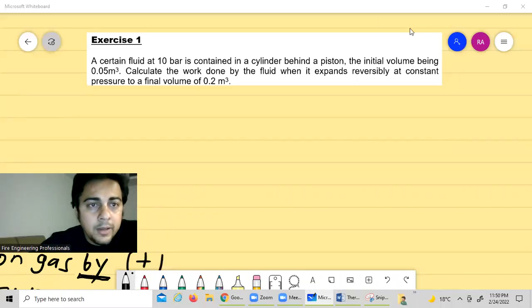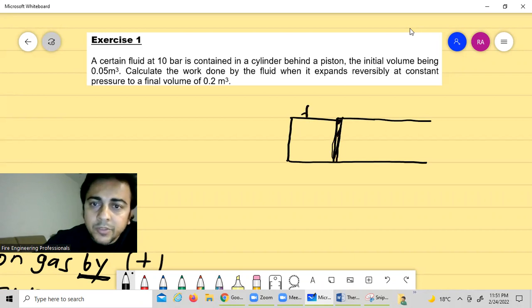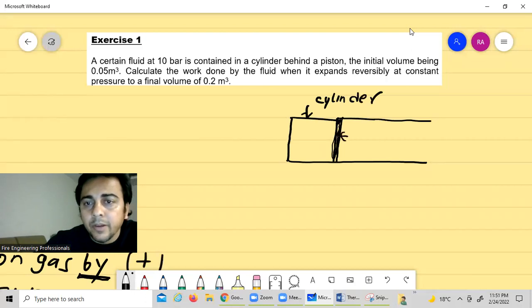Okay, so for exercise 1, let's read the question. We talk about a certain fluid at 10 bar contained in a cylinder behind a piston. So let's draw it to get a clear picture. This is your piston cylinder assembly. Suppose this is your cylinder, and this is what we call the piston.